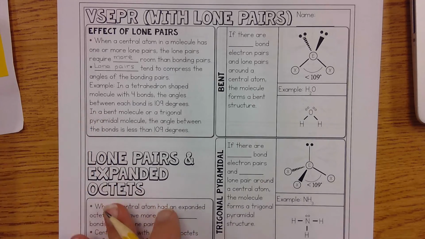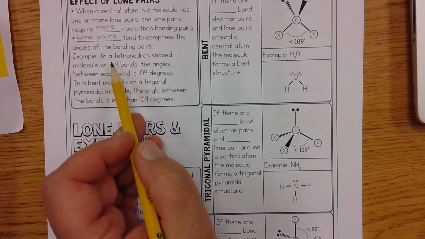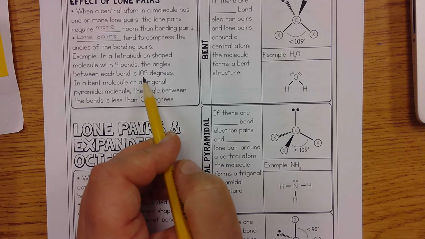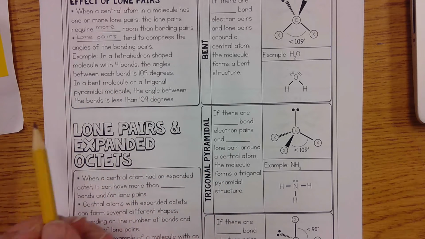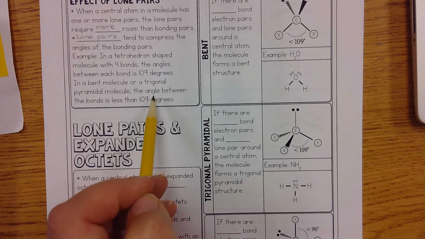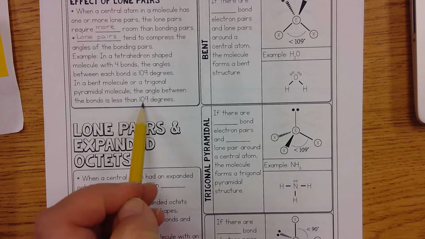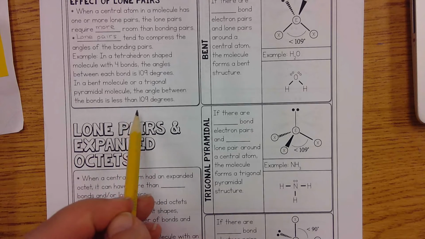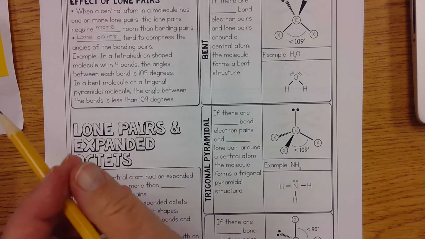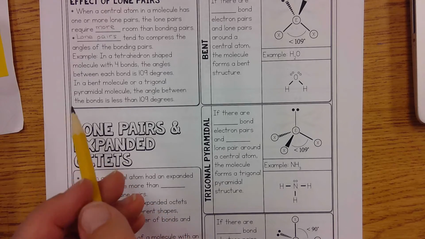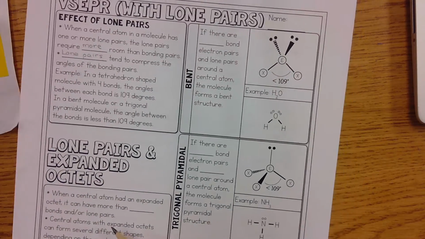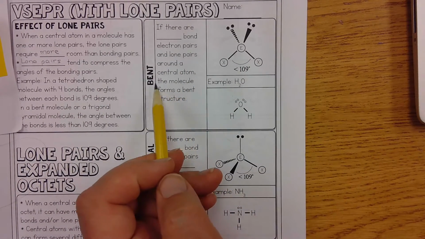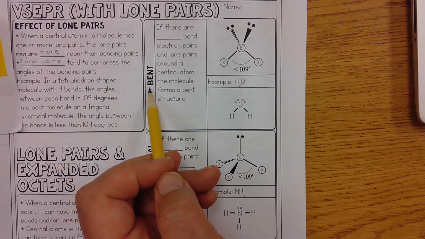So, like in this example, in a tetrahedron shaped molecule with four bonds, the angle was 109 degrees. Right? Remember that from the last one? In a bent molecule, the angle is less than 109 degrees. So when we have those lone pairs, they squish the angle for the bonded pairs, which you'll see better here in these examples. So the first shape we have is called bent.